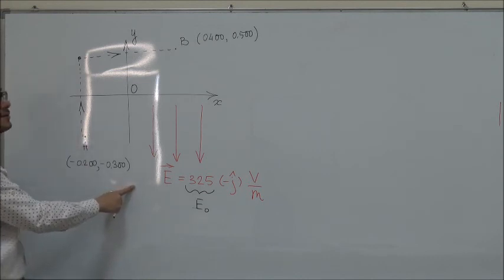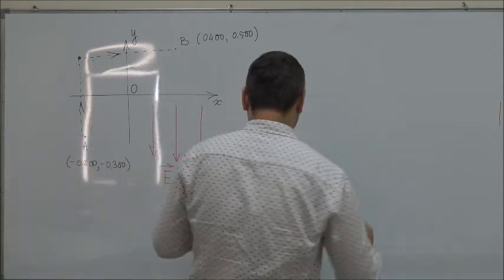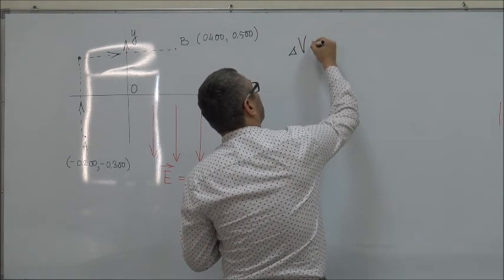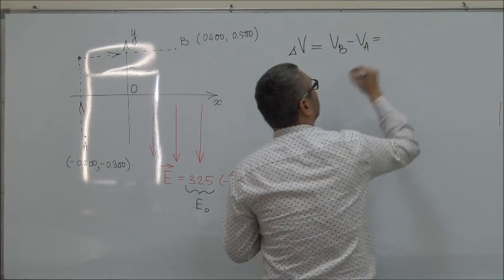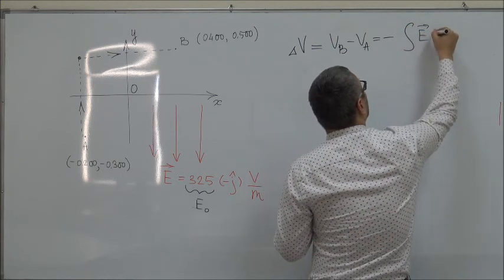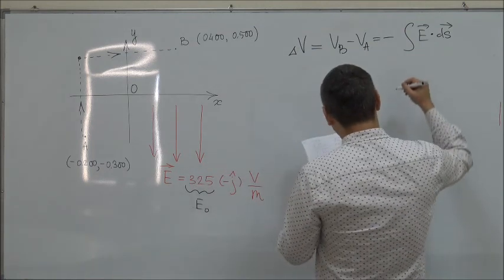Points A and B are specified by their coordinates. So for A it's minus 0.2 and minus 0.3, for B it's 0.4 and 0.5. So the question is, what is the potential difference delta V between these 2 points? Well, in order to calculate the potential difference, we can use the formula that we've introduced in the lecture, which is saying delta V, VB minus VA, is equal to the negative of the integral of E dot ds, where ds is the displacement vector from point A to point B.